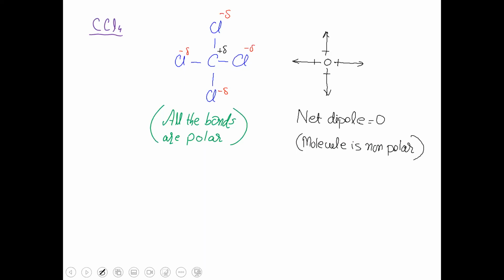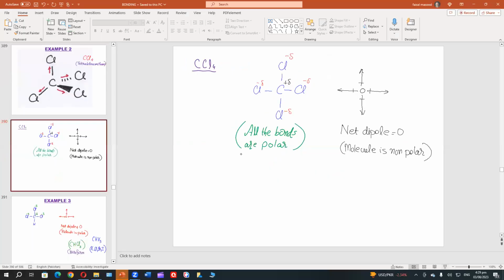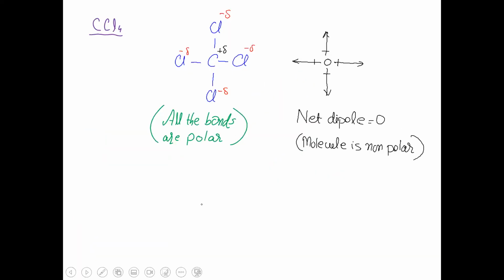The difference is called delta EN. So if one element is electropositive and one element is electronegative, its bond will be polar. If you make a bond between carbon and carbon, it will always be non-polar. Take carbon and hydrogen, the difference is small, so that bond is also non-polar.